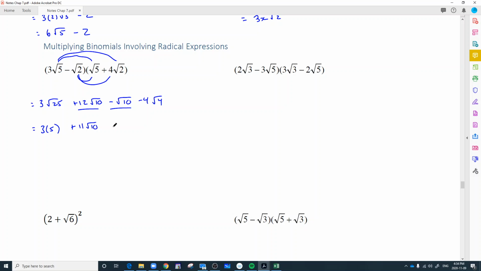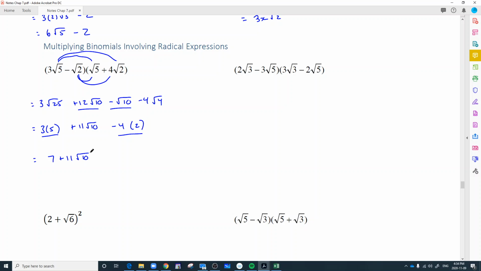And then here you've got minus 4 times root 4, which is a perfect square. So we're going to say times 2. So then we've got 15 minus 8, and you end up with 7 plus 11 root 10. All right, moving on to the next question.